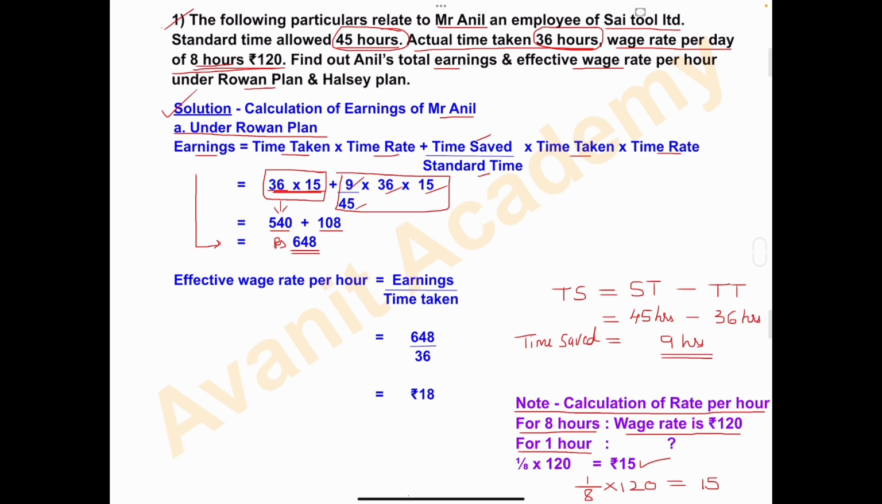Next we'll find out effective wage rate per hour. Formula is earnings divided by time taken. Earnings we have calculated just now, that is 648, divided by time taken. Time taken by Mr. Anil is 36 hours. 648 divided by 36, answer is ₹18. Effective wage rate per hour is ₹18.